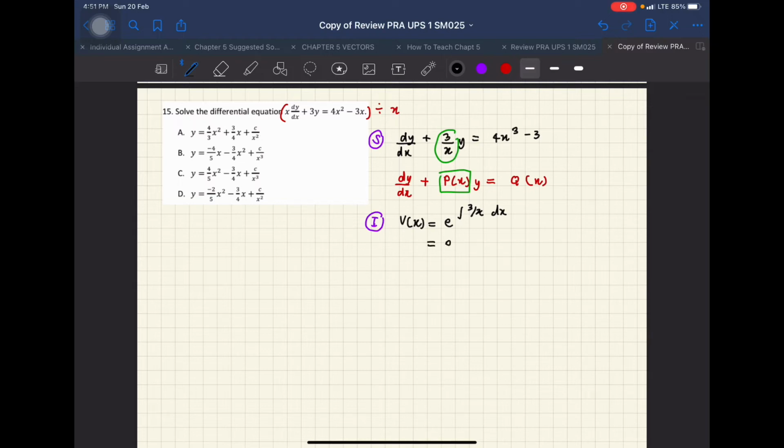You will get e to the power of ln. Sorry, you have 3. So 3 we just put in front because it is a constant. Okay, so now integrate 1 over x. So integrate 1 over x, you get ln x.